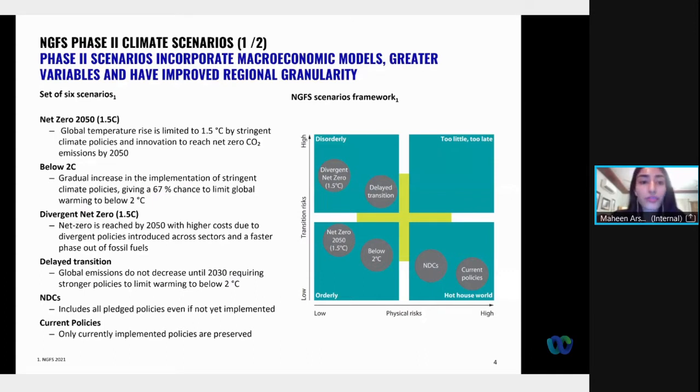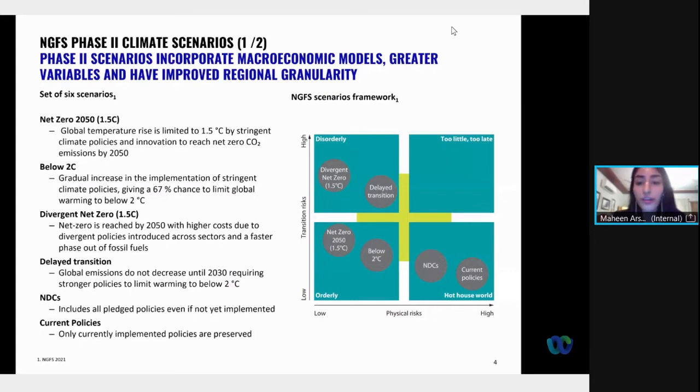So the previous phase of the NGFS had 8 scenarios. The new phase launched a set of 6 scenarios. They still fit within the standard NGFS scenario framework, which you can see on the right-hand side. So as you can see, they have high and low transition risk, as well as high and low physical risk on the other side, with the 4 standard categories being orderly transition, disorderly transition, hot house world, as well as the too little too late scenario. So these 6 scenarios mainly fit into the orderly, disorderly, and the hot house world scenarios.